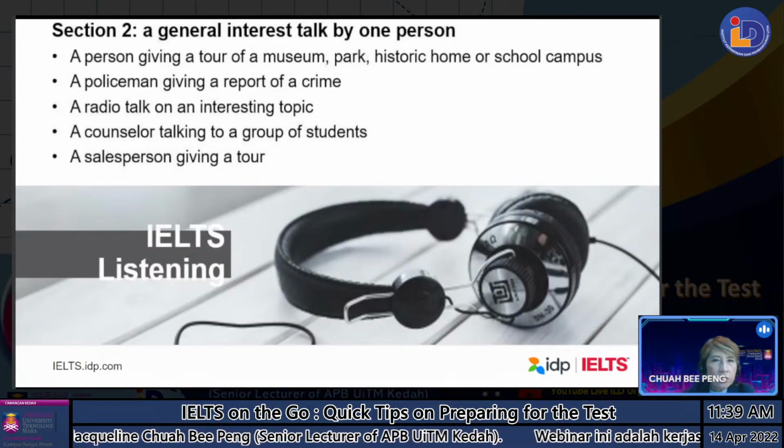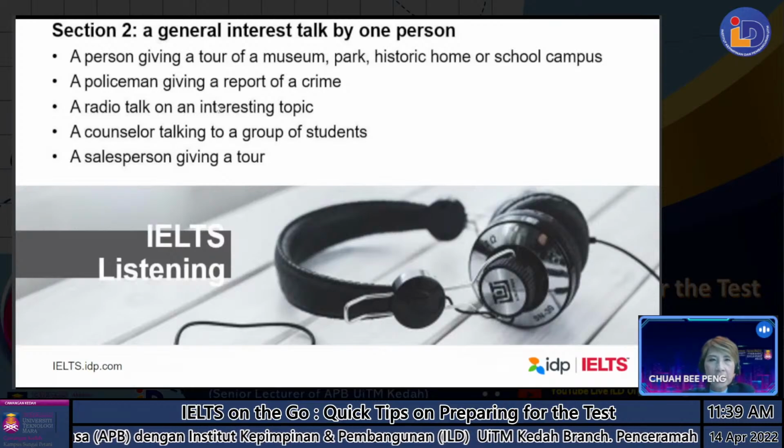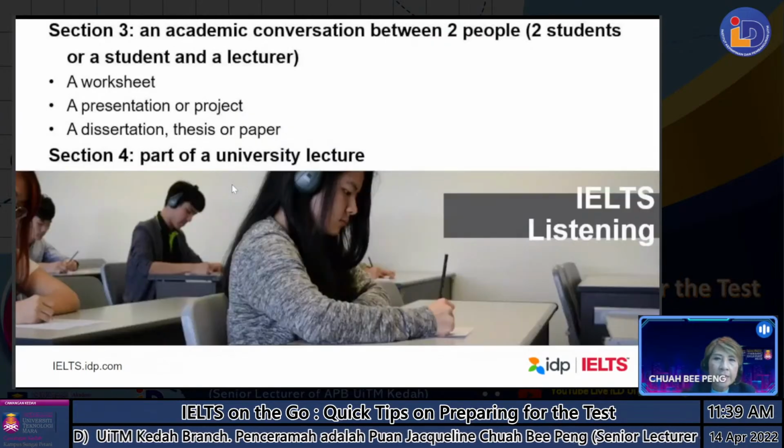Section 2 will be a general interest talk by one person. A person giving a tour, like I said, a policeman even giving a report of a crime, and a radio talk on an interesting topic, but not as heavy and academic as in section 4. A counselor talking to a group of students, or a salesperson giving a tour. I'm going to go very quickly on this, because I'm more interested to share with you the tips.